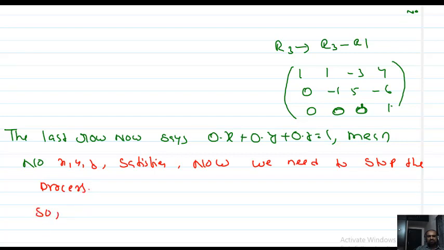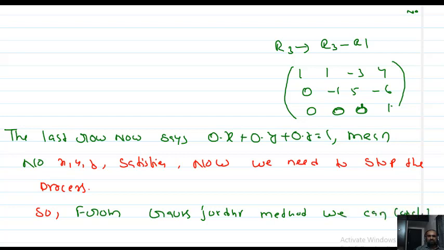So from the Gauss-Jordan method, we can conclude this system does not have any solution. Does not have any solution. Or in other words, I can say that there is no solution.